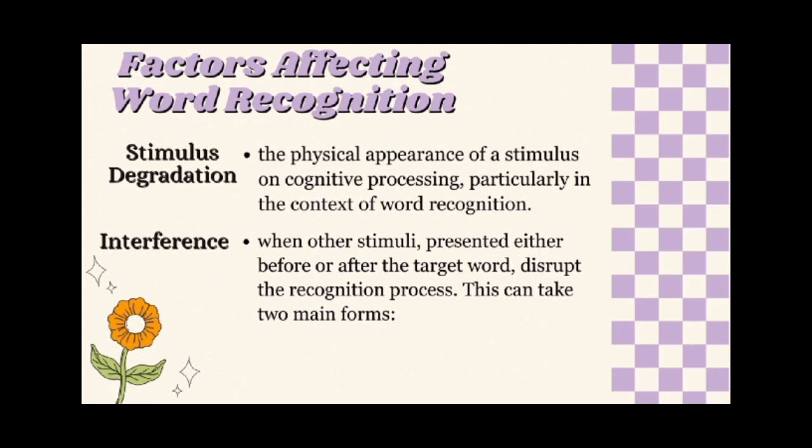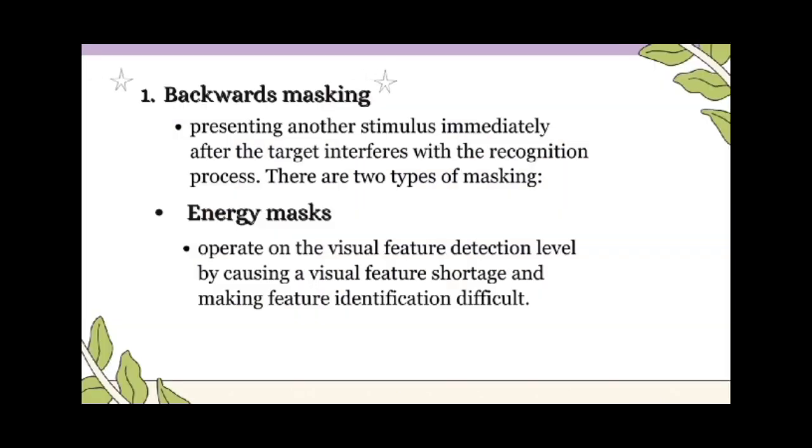Interference: when other stimuli presented either before or after the target word disrupt the recognition process. This can take two main forms. Backwards masking: presenting another stimulus immediately after the target interferes with the recognition process. The second stimulus is called the mask.